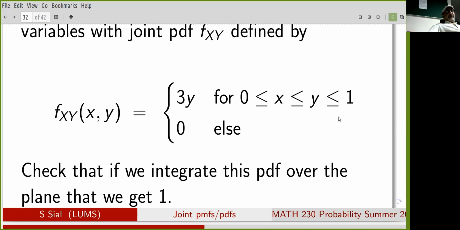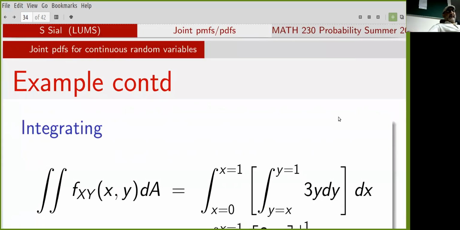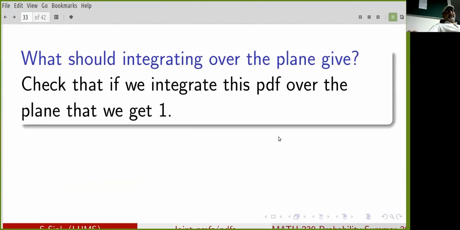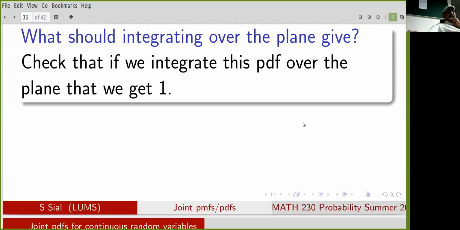Now, are we sure that that's a PDF? Well, we should integrate and get 1. So if I integrate over all x and y, well, I don't really need to integrate over all x and y. I need to integrate x from 0 to y, and I would need to integrate y from x to 1, for 3y. I don't have to integrate over the region where everything is 0.